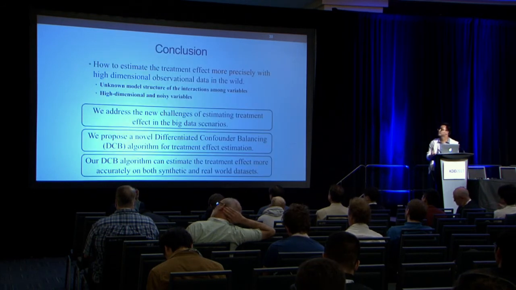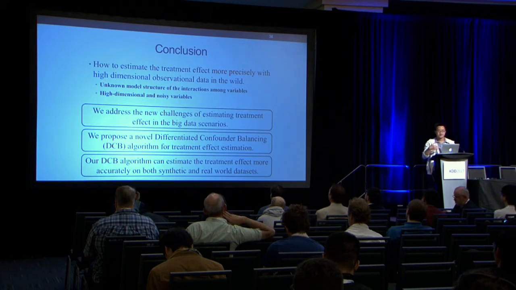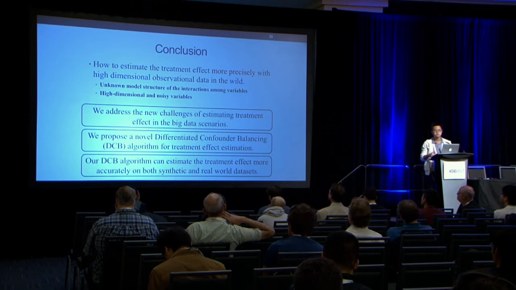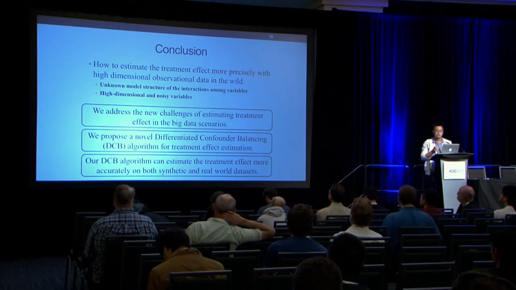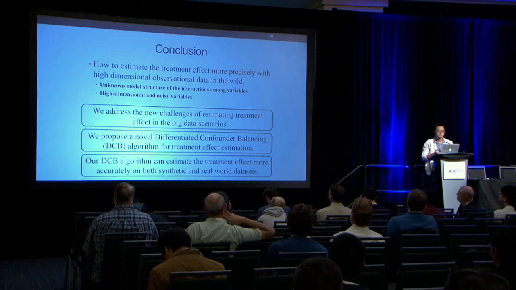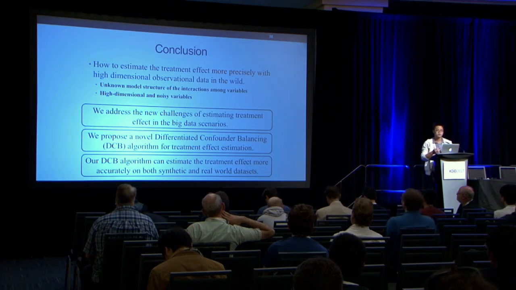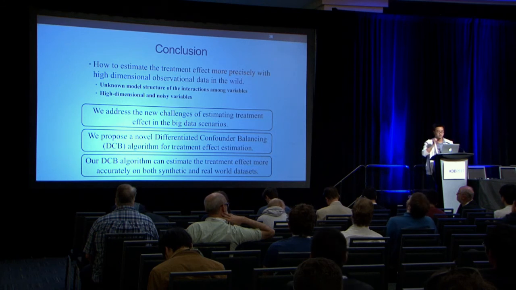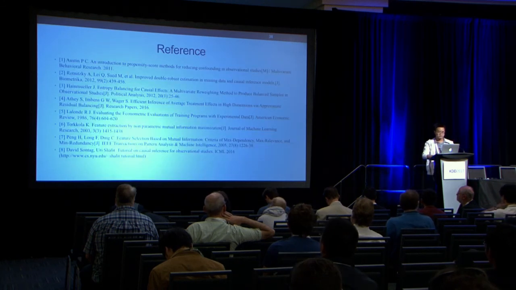So here we give a conclusion. In this work, we focus on how to estimate the treatment effects more precisely with high dimensional observational data in the real world. Specifically, we address the new challenges of estimating treatment effect in the big data scenarios and propose a global differentiated confounder balancing algorithm for treatment effect estimation. The extensive experiments show that our DCB algorithm can estimate the treatment effect more accurately on both synthetic and real-world data sets. So here's the main reference, and thanks.